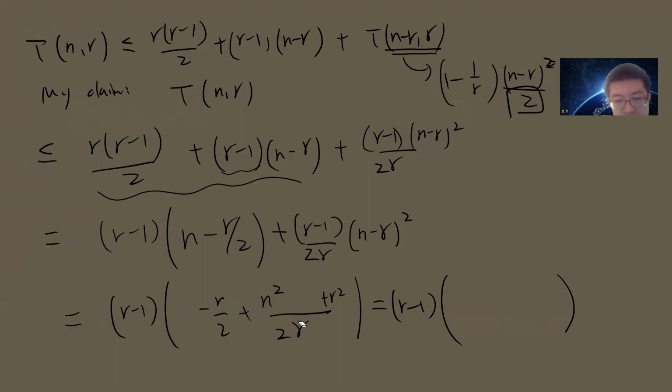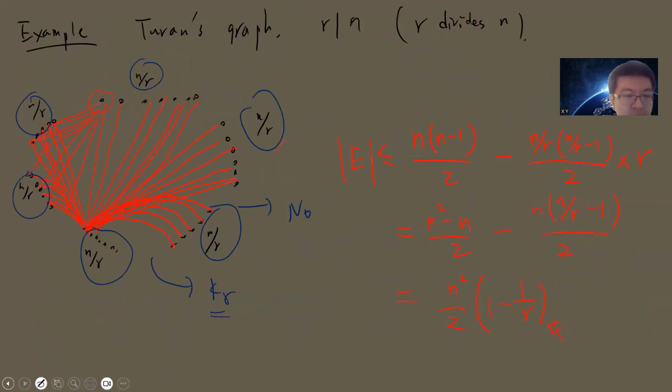So these are like minus r/2 plus n^2/(2r) plus r/2. Now these two cancel, so I get (r-1) n^2/2 divided by r. So it's (1 - 1/r) n^2/2. Amazing, right? So we finish the proof, as I just explained. This is the Turán theorem.